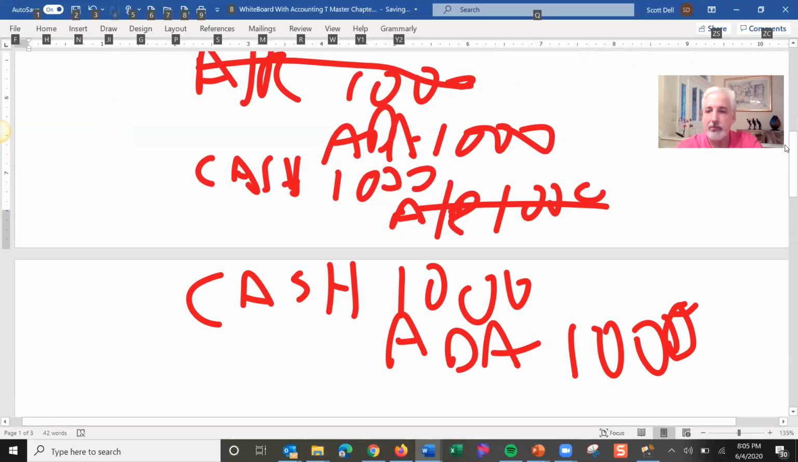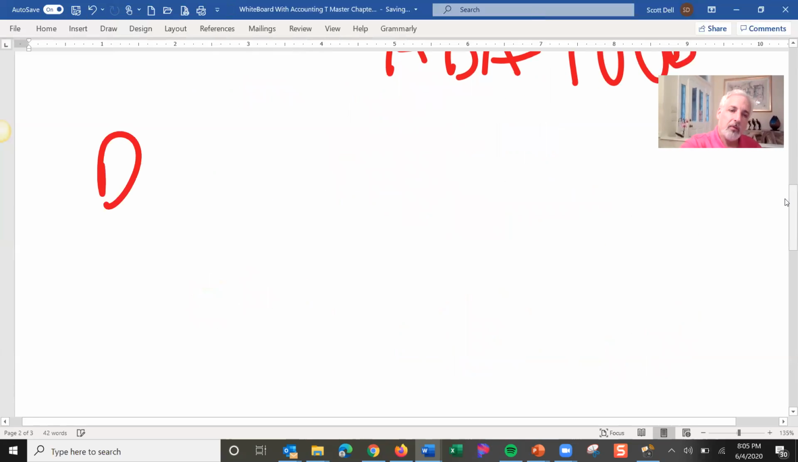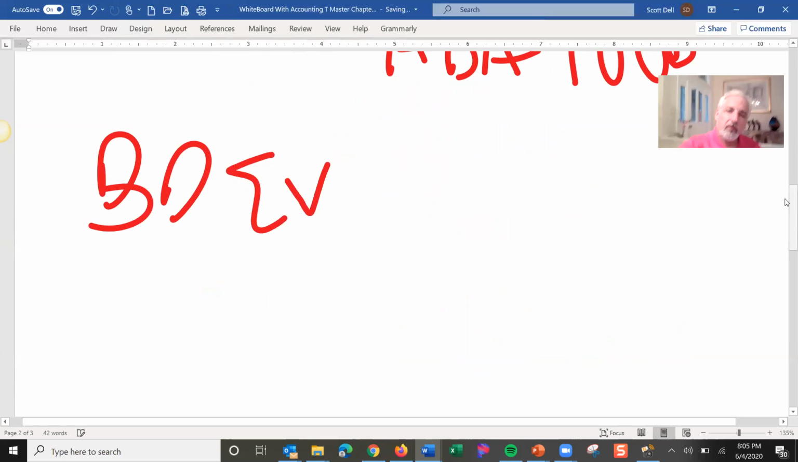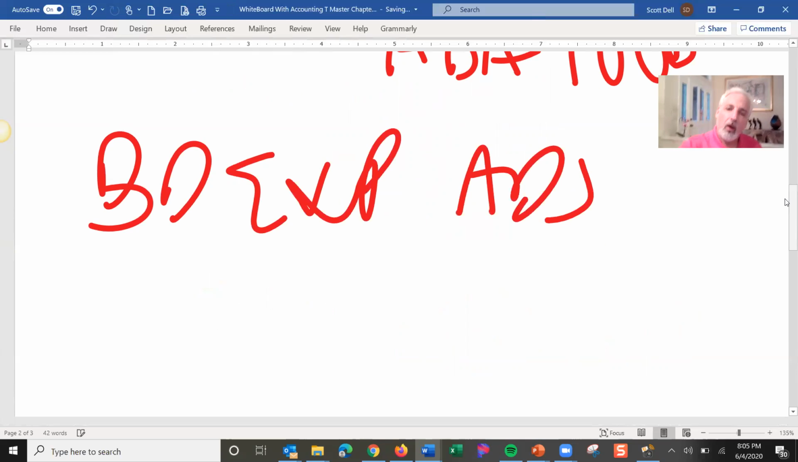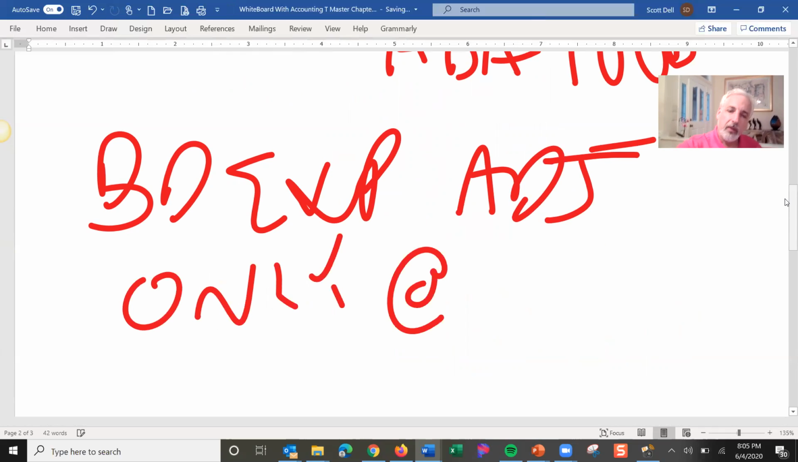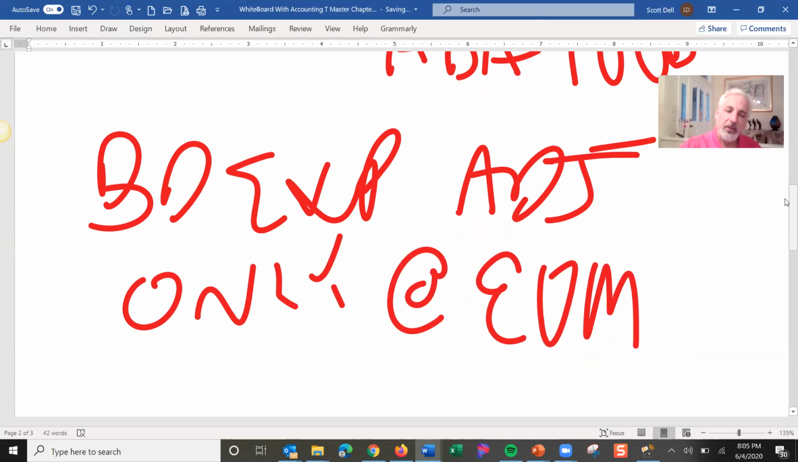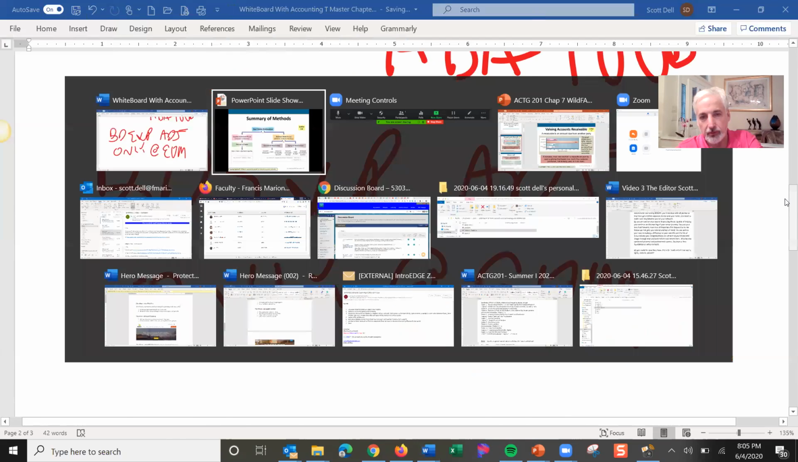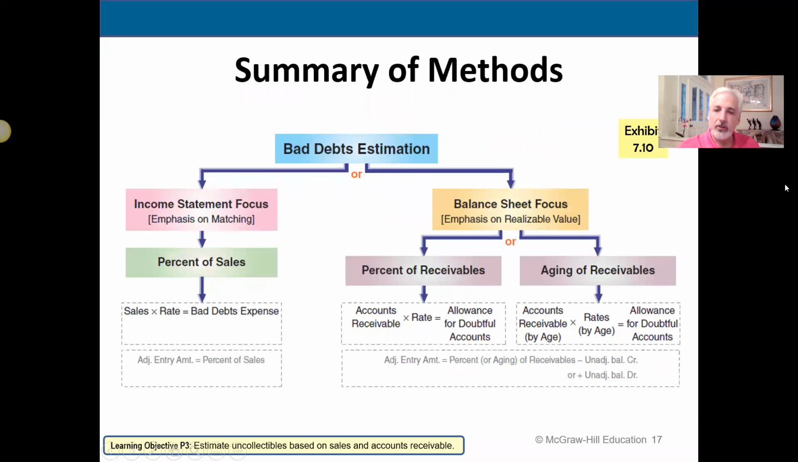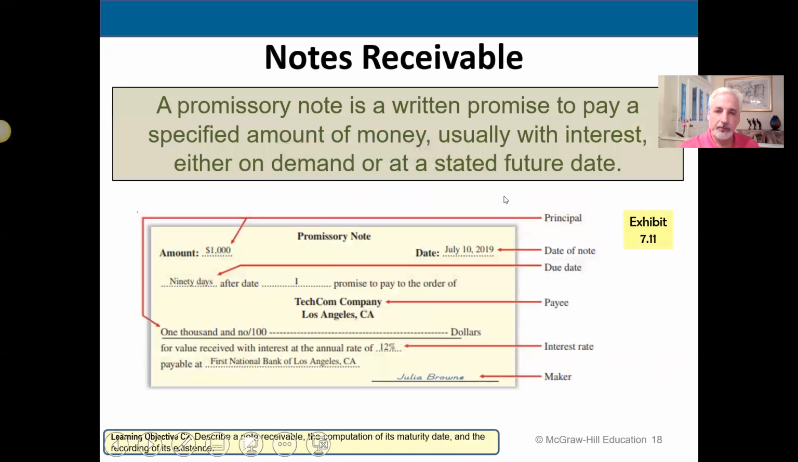The only time that bad debt expense is adjusted is at the end of the period, never during the month. During the month, everything else washes out to my allowance account. So make sure we're clear on that. So that's going to be the flow. That's what we got to figure out. That's what we're going to handle.